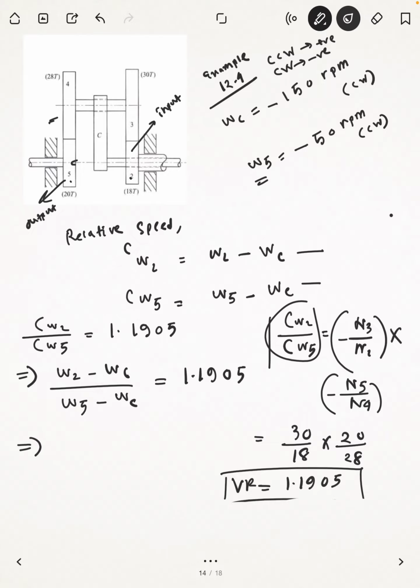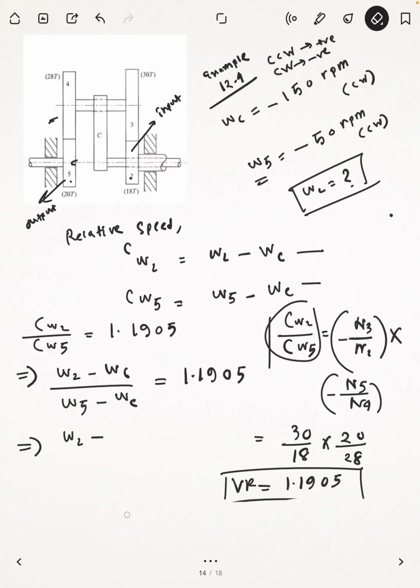That equals 1.1905. Okay, what is the value of omega 2? You're asked to determine the value of omega 2, so I have to keep omega 2 as the variable. What is the value of omega 6? Omega 6 we have taken as reference. Omega 6 is negative 150, so it should be plus 150, because as a reference we have taken anti-clockwise positive and clockwise negative. Based on that we are given the sign here.